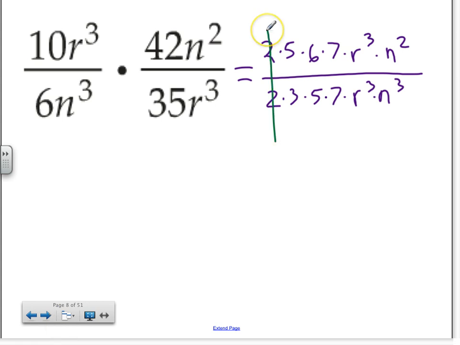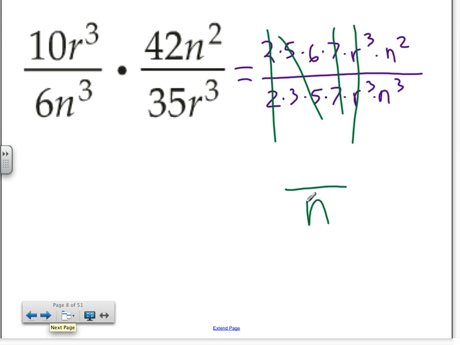The 2, so I crossed out the 2. The 5. The 7. The r cubed, right? And 1 n. And wait, no. How many n can I cancel? 2. We have 2 n's on top, 3 n's on bottom. So how many n's do I have left? 1. Where is it going to be? The bottom. So I know that I have 1 n in the bottom.